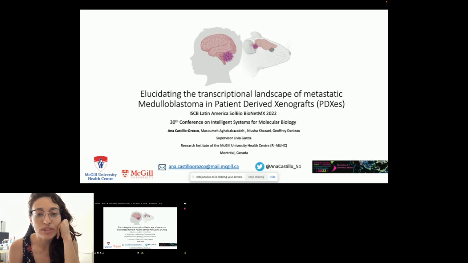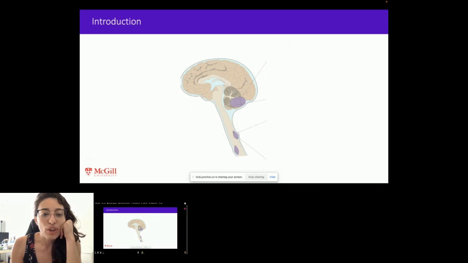And my focus is on an atypical and one of the most common pediatric brain tumors. So the topic will be elucidating the transcriptional landscape of metastatic medulloblastoma in patient-derived xenografts. But first, a little bit of context.